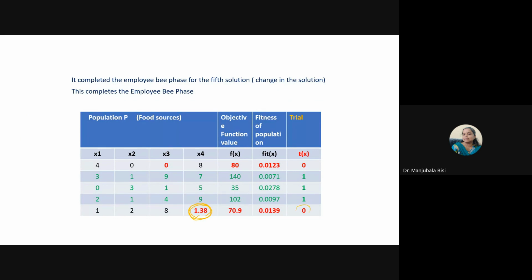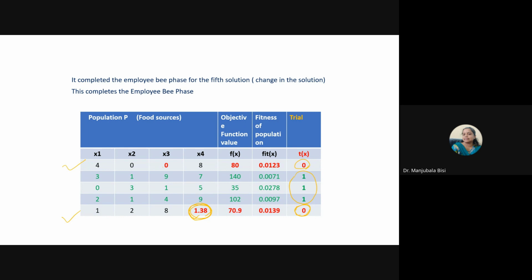So the trial counter will be reset to 0, right? So with this, your employee B phase is over for this particular problem, right? So we are having 5 food sources or the 5 solutions. When we performed the employee B phase, we are able to get 2 better solutions, that is for the first solution and another for the last solution. That's why for the first and the last solution, my trial counter is reset to 0, but for the second, third and fourth, my trial counters are incremented by 1.